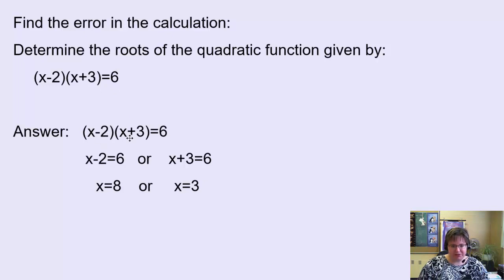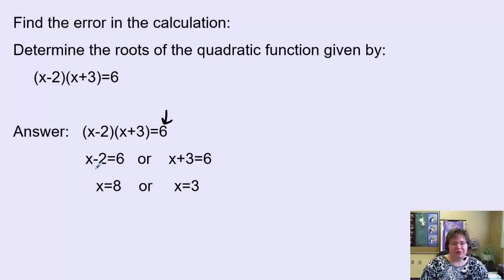So this person took the two factors, said x minus 2 has to equal 6, x plus 3 has to equal 6, added 2 to both sides to get 8, and here they subtracted 3 from both sides to get 3. So at first glance, it doesn't look like the student has done anything wrong. The math itself, the rearranging of the equations and the setup is right. The problem is this 6 right there.